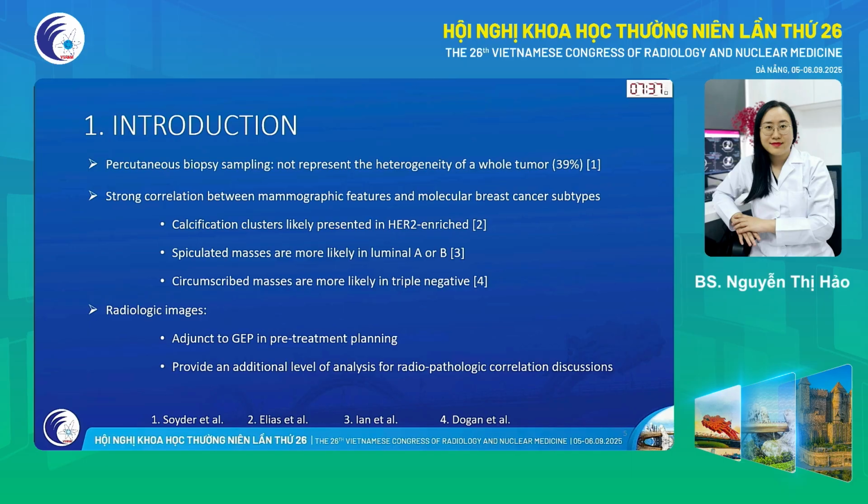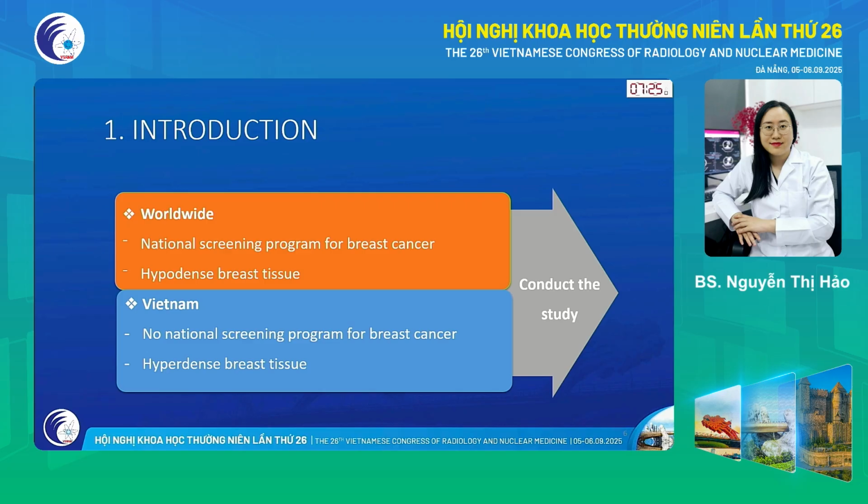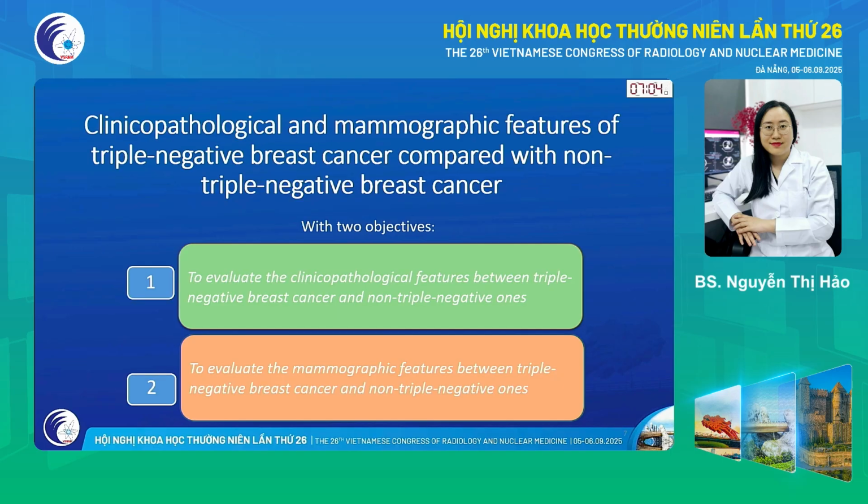Therefore, radiologic images have to be an adjunct to GEP in pre-treatment planning and also provide an additional level of analysis for radiopathologic correlation. Previous studies were in Western countries, where they have a national screening program for breast cancer, and Western women are more likely to have hypodense breast tissue. In Vietnam, we do not have a national screening program for breast cancer, and Vietnamese women are likely to have hyperdense breast tissue. It's the reason why we conducted a study with 2 objectives.